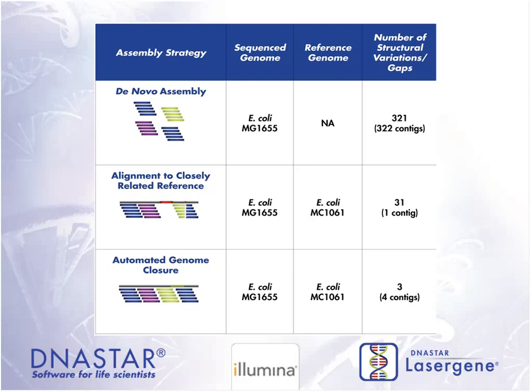In our workflow, it's 3. So we go from 31 to 3 unresolved structural variants using the reference, which saves, you can plan on a couple of hours per gap for someone that's experienced. So it can be several days' time for someone that's new to this kind of workflow.